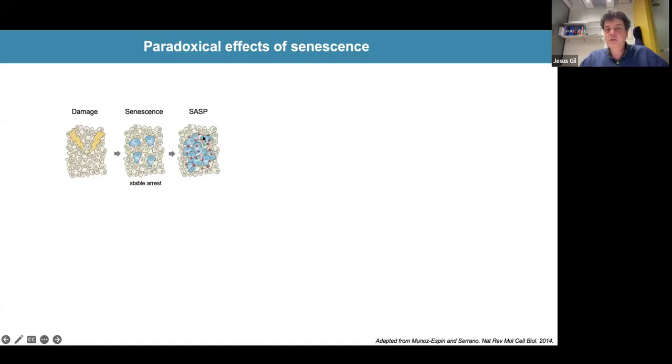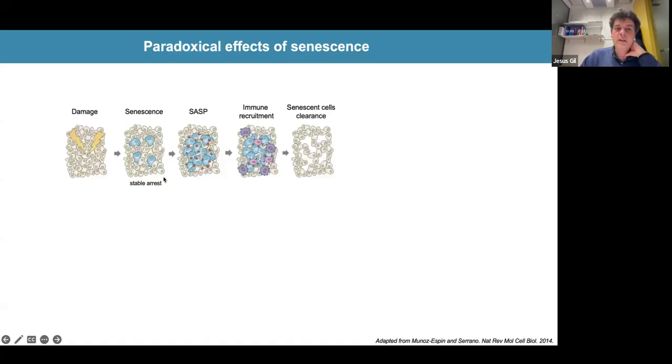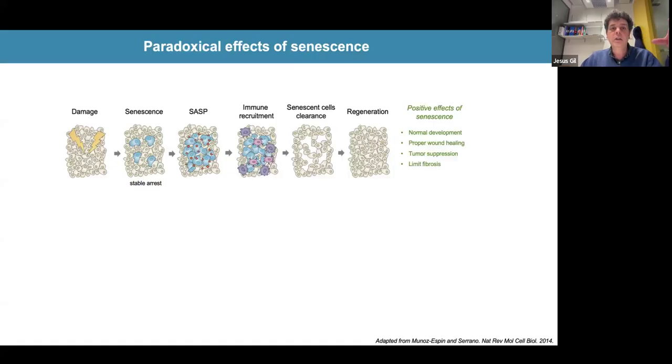On the other hand, senescent cells start to produce the SASP, and that in normal circumstances triggers an immune recruitment and will clear these senescent cells. So there are both intrinsic cell cycle arrest and extrinsic recruitment of the immune system to eliminate these senescent, damaged, or cancerous cells. And in a normal tissue, the tissue will regenerate, and senescence is a net positive response. So it contributes to normal development, to normal tissue homeostasis, including proper wound healing, is tumor suppressive, and even limits fibrosis.